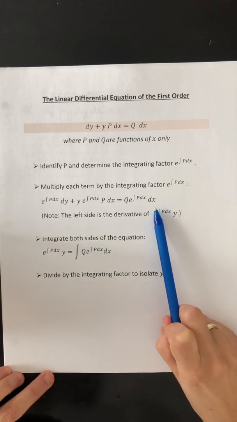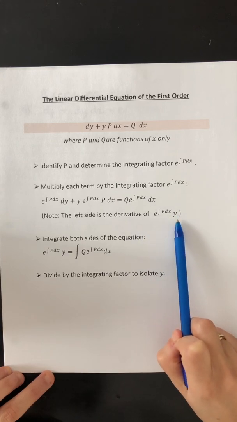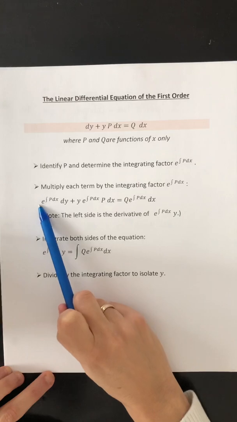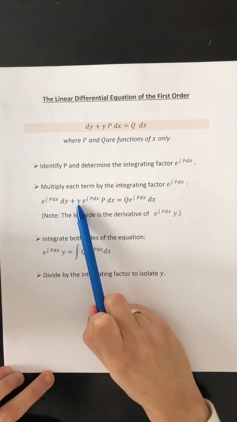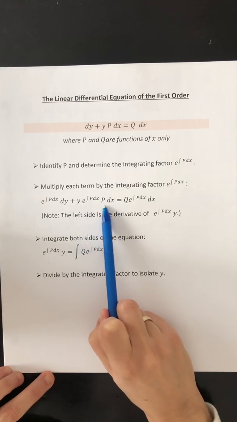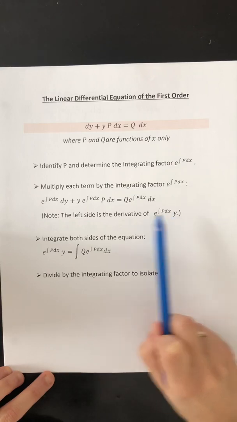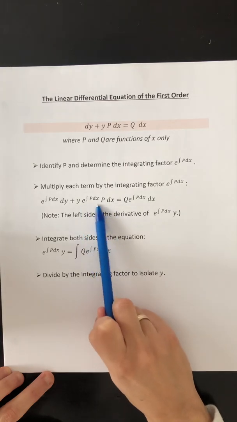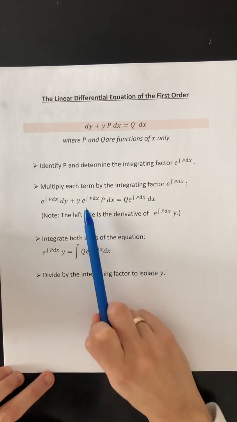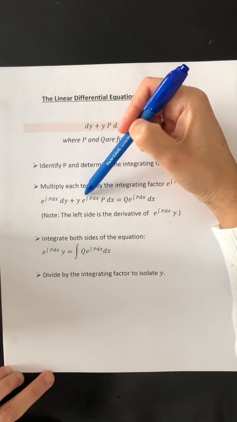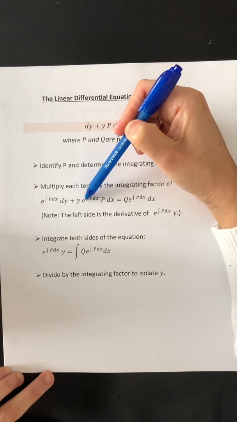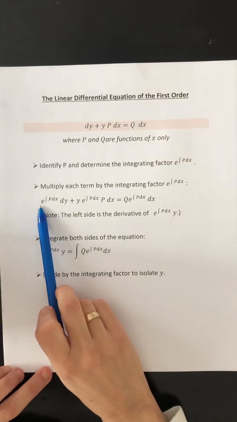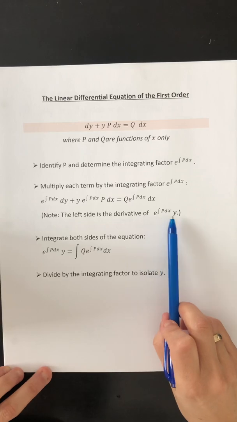You can consider this to be a product, and therefore in differentiating it, you would use the product rule. This is your u and this is your v. And then we have u times the derivative of v plus v times the derivative of u. So the derivative of y is simply dy. The derivative of the integrating factor is all of this. So when you differentiate an exponential function, of course, you repeat the exponential function and then you multiply by the derivative of the exponent. And the derivative of the integral of p dx is just p dx. Okay, so the important thing to note is that this left side will always be the derivative of the integrating factor multiplied by y.